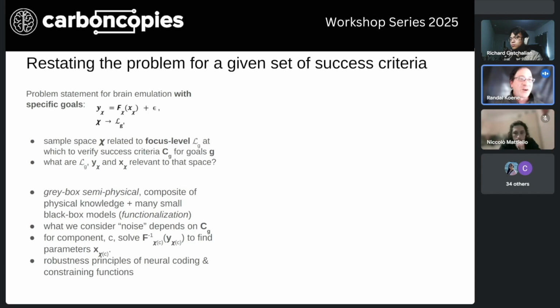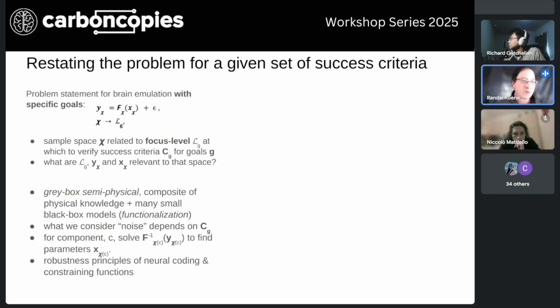In the discussion of black box system identification, we already indicated that brain emulation may be best described as gray box semi-physical modeling, where a model is a composite arrived at by applying as much physical knowledge as can be obtained via high-resolution, high-throughput techniques, with a resulting set of many smaller black box models to solve for system components. And that's the so-called functionalization step.